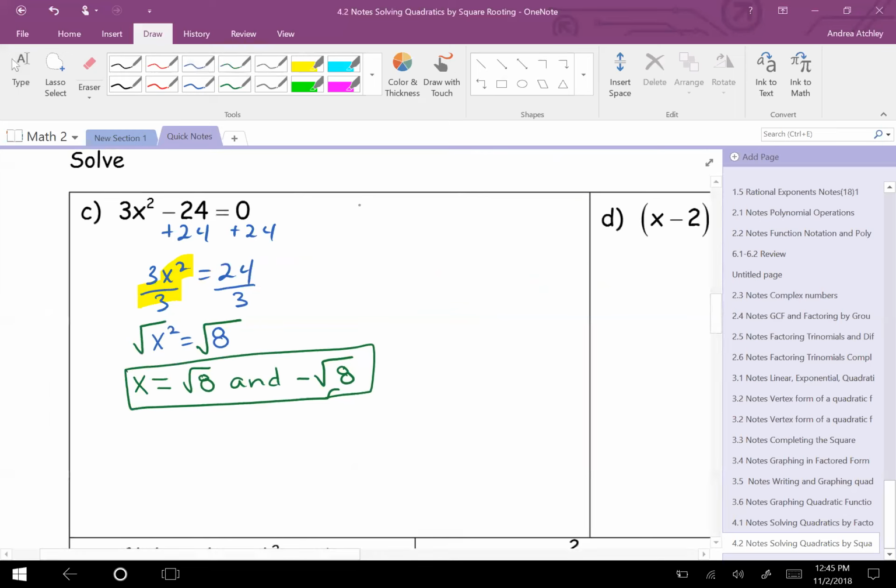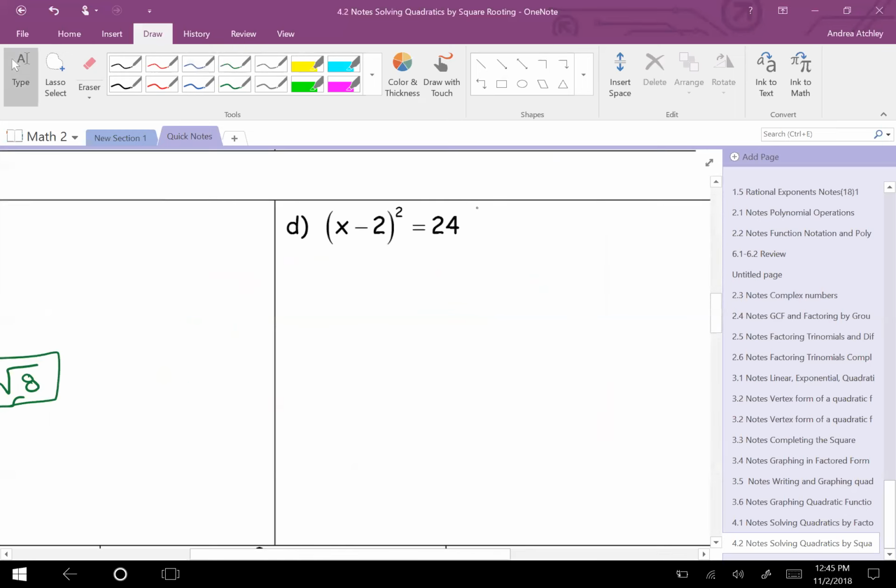Okay, the next one. In this one, I already have the squared thing by itself. So I just have to get rid of the square. So I square root both sides. And that gives me x minus 2. These will cancel out. Equals the square root of 24 and negative square root 24.